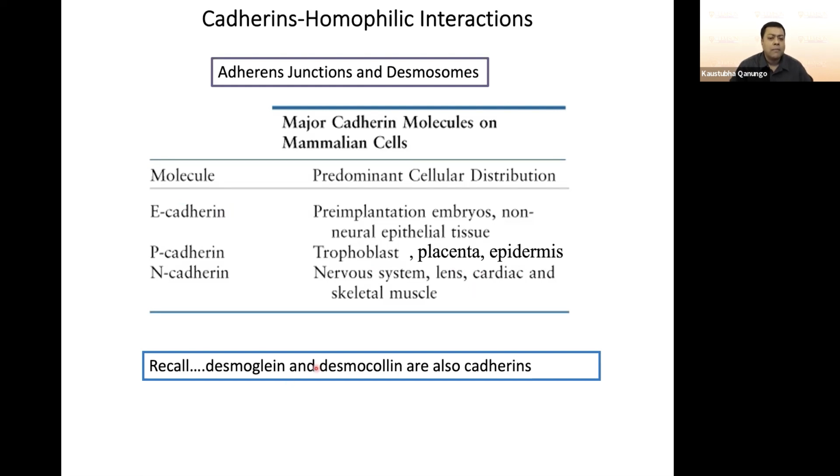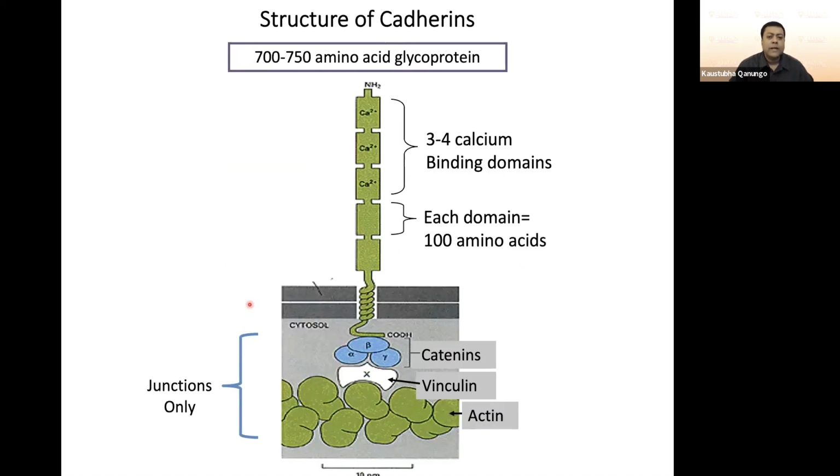Also remember that your desmoglein as well as your desmocollin are both cadherin family proteins, but they are found in the desmosomes. These are all responsible for homophilic interactions. So how do you know that there are so many different types of cadherins and that they are homophilic? How do you know? We will come to an experiment to explain that.